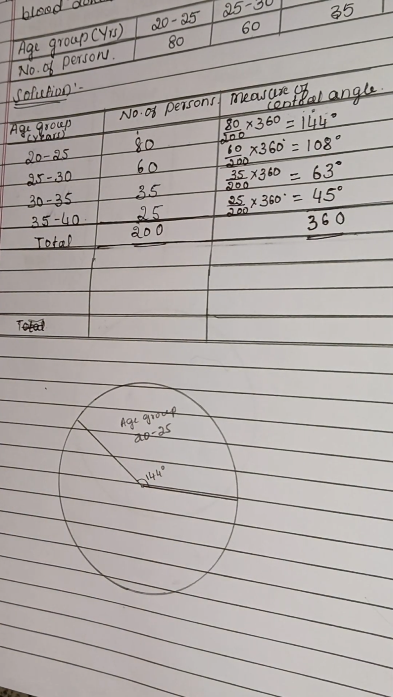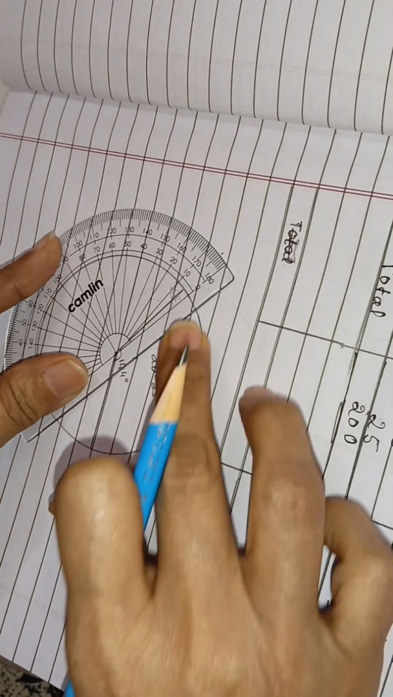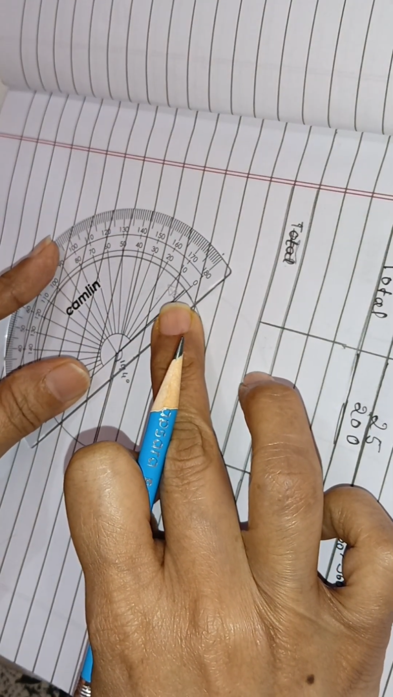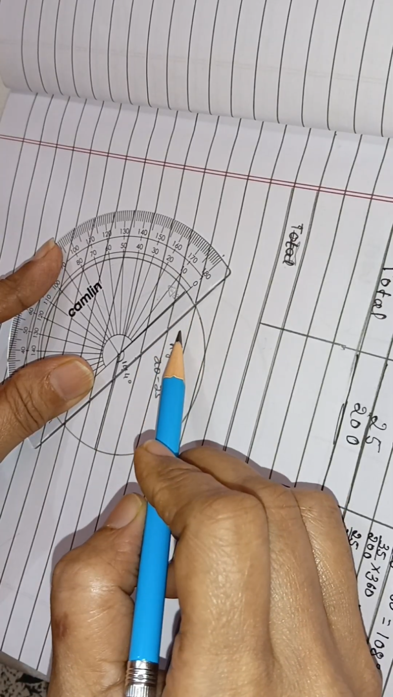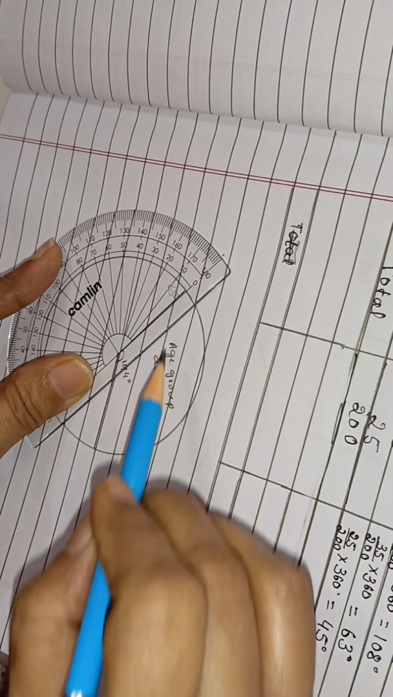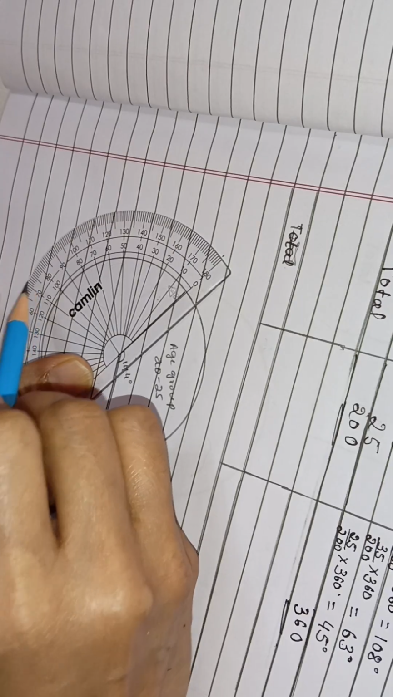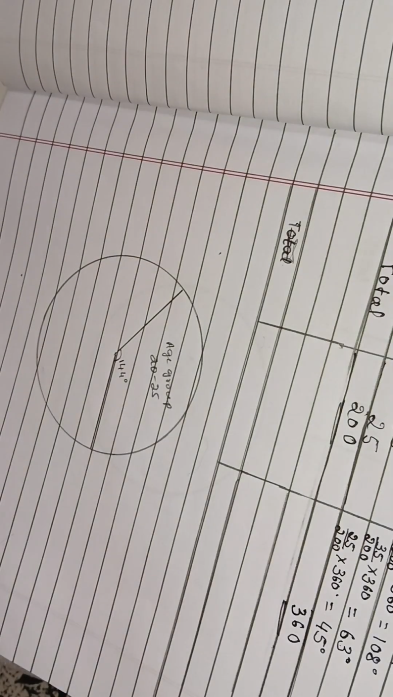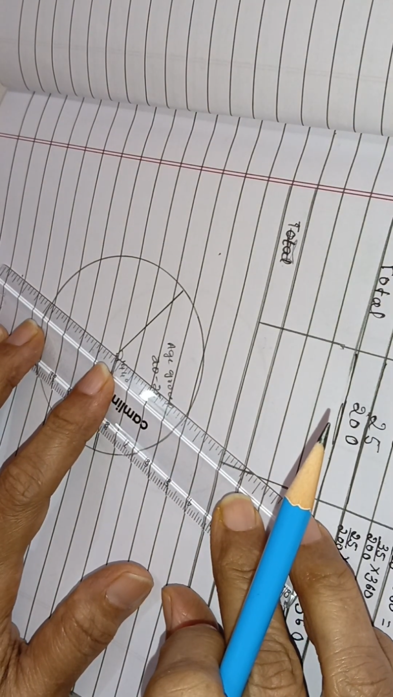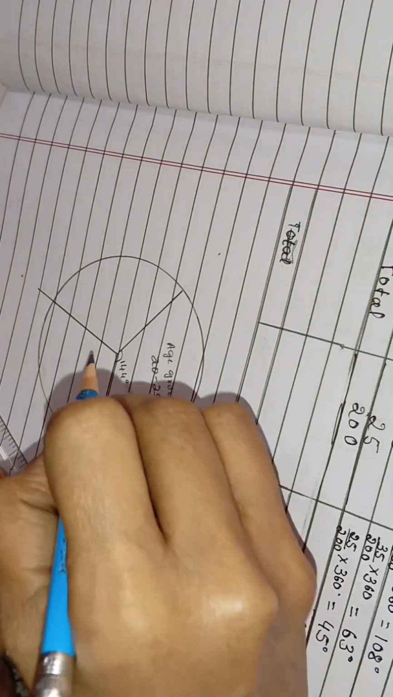Then like this, keep your protractor like this. Now the second one is 108. Keep it just on the center, and let this line of the protractor coincide with the radius of the circle. Now 108. Start from here. This is 90, 100, this is 105, 106, 107, 108. Here is a point. Draw a line till here only. This is 108.